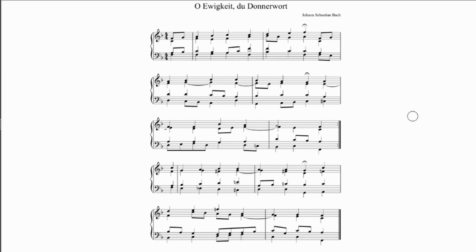Alright, today we're going to analyze O Ewigkeit, du Donnerwort, which quite comically translates to O Eternity, you Thunder Word, which I think is quite funny. Alright, so I just like to put this out there sometimes.